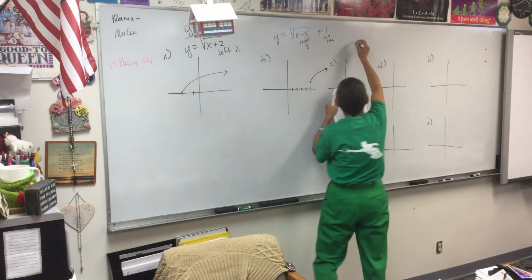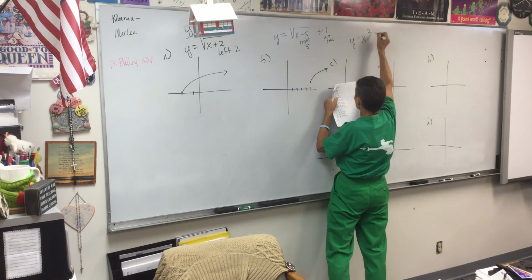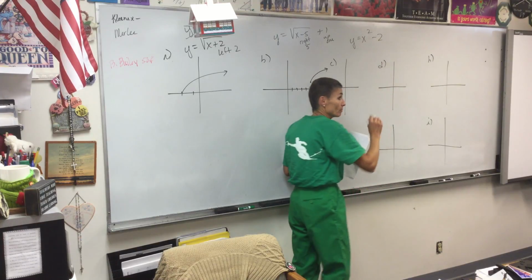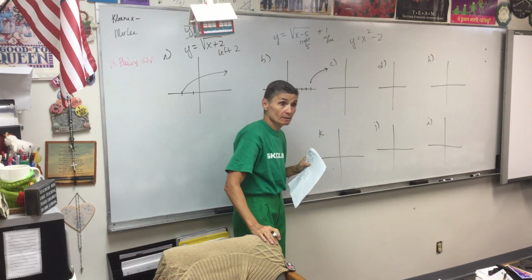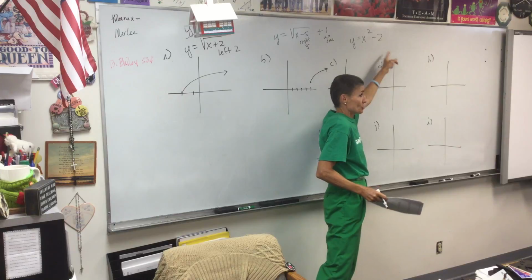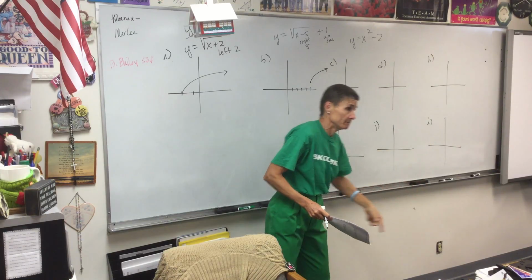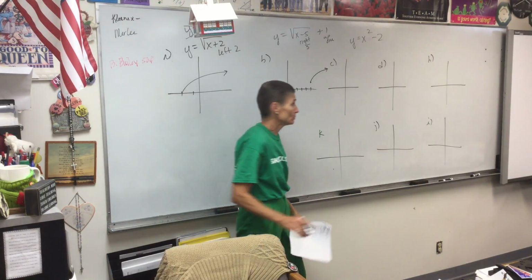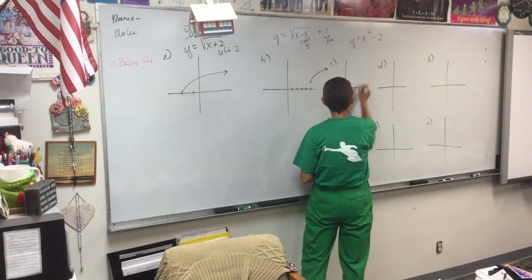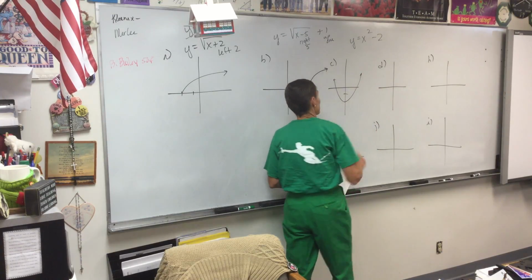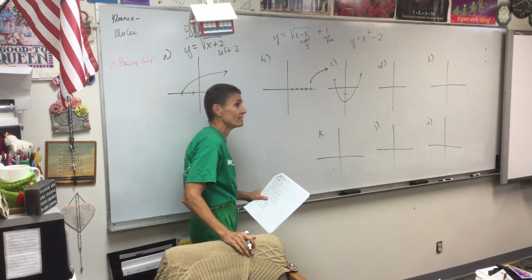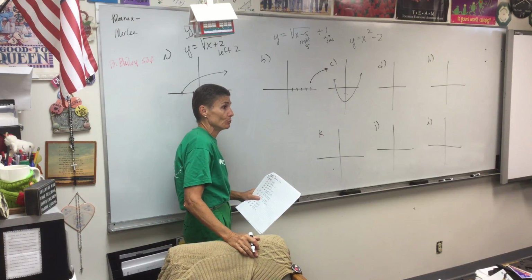All right, now what about this one? First of all, what shape is it? Parabola, squared. But I stuck a -2 on the end of it. Down 2. So it's your basic parabola. You're not doing anything to it except moving it down 2.